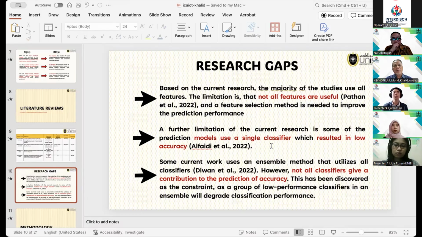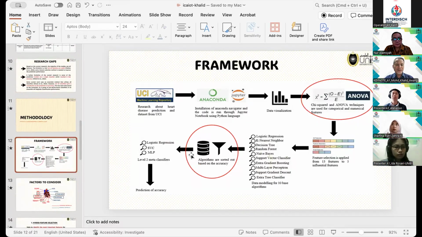Let's say, in our research, we have tried various classifiers, but we don't want to use all the classifiers as the combination of our final model. So we want to find the most optimum combination of classifiers. It might be 3, it might be 4, it might be 6, based on the experiments. So we can say that not all classifiers contribute to the prediction accuracy. This has been discovered as a constraint, and a group of low performance classifiers normally will reduce the performance. Okay.